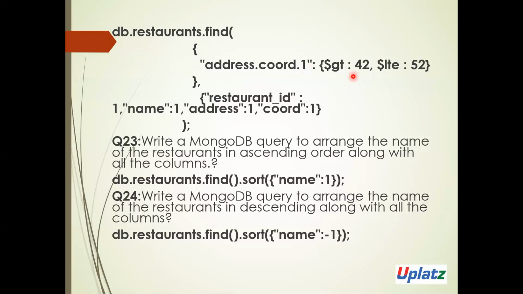My next question is: write a MongoDB query to arrange the name of the restaurants in ascending order along with all the columns. I want all the columns, but I want to arrange the name in ascending order. So I have mentioned db.restaurant.find, sort name as 1. It will sort in ascending order with all the columns. For the same question to sort in descending order with all the fields, it is -1.